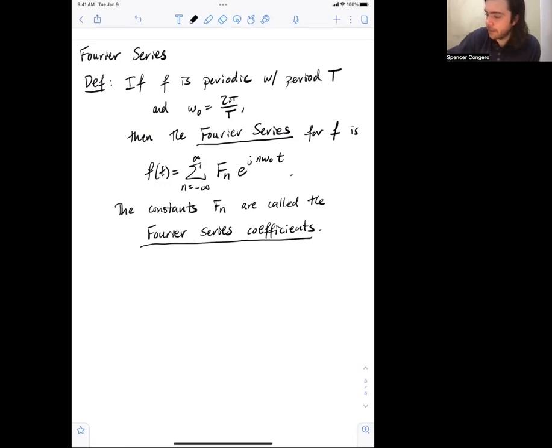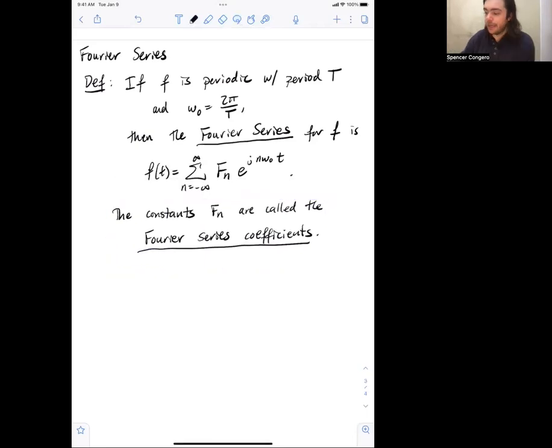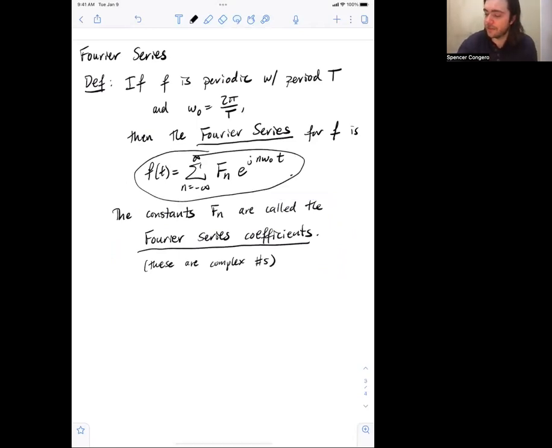Okay. And in general, they can be complex numbers. So these are complex numbers. Okay, so let's just take a moment and try and look at what this equation is saying. There's a lot going on here.